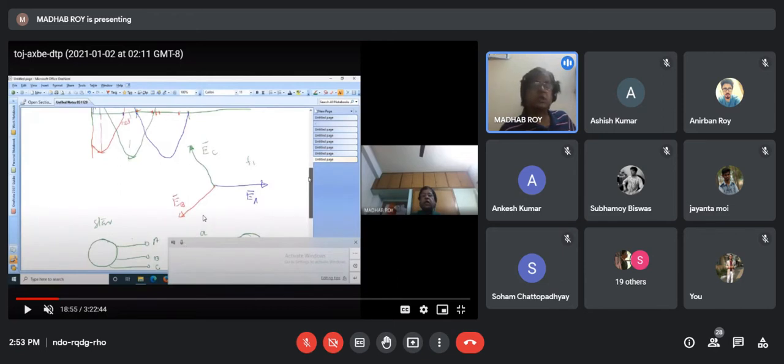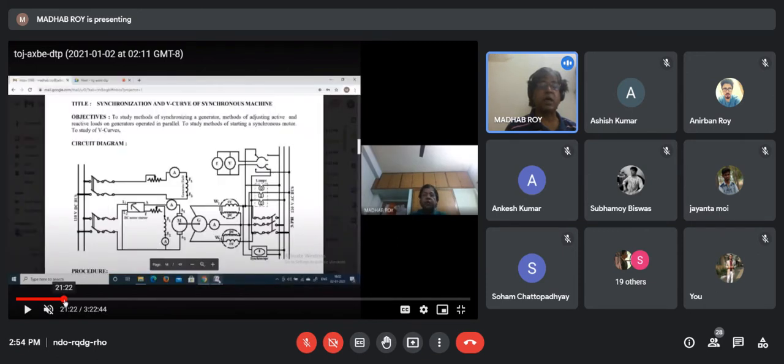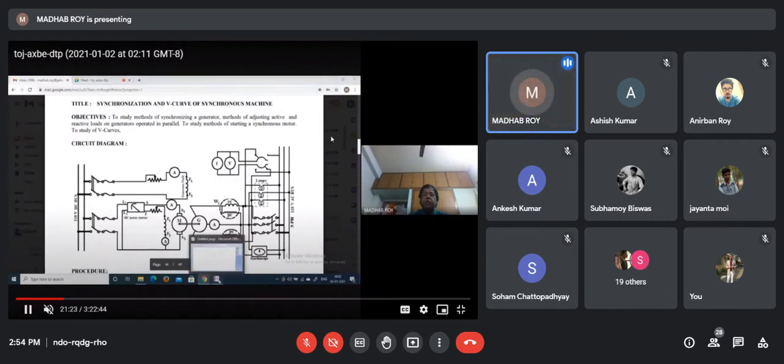So we cannot do that. You have to first confirm that their phase, voltage and frequency are all matching. That means equal amplitude and equal frequency. That is called the synchronization part. And for this, you have to make this connection. Okay, so this is the connection.